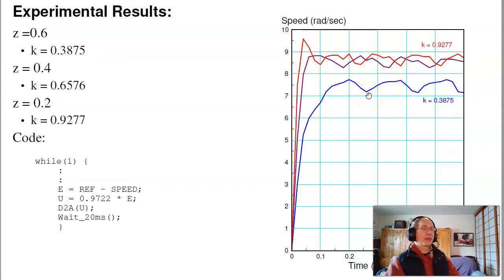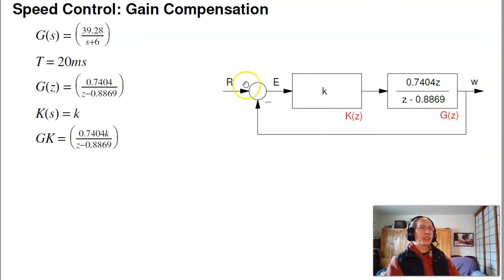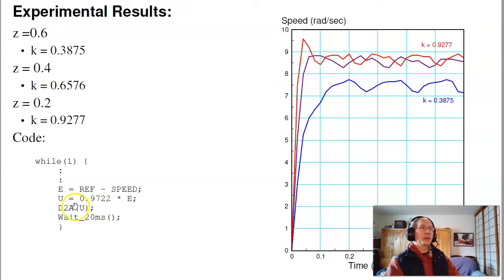The code is actually fairly simple to implement. I just calculate the error that corresponds to the block diagram, calculate the difference between the set point and the actual speed, multiply by gain, and there you have it. So this gain right here is whatever you calculate. That determines where the pole belongs.